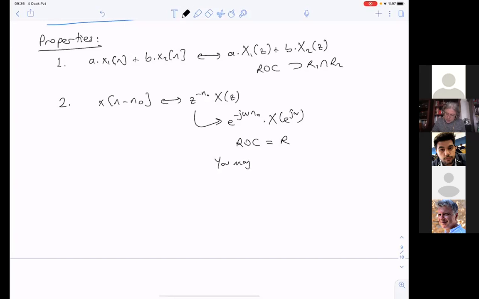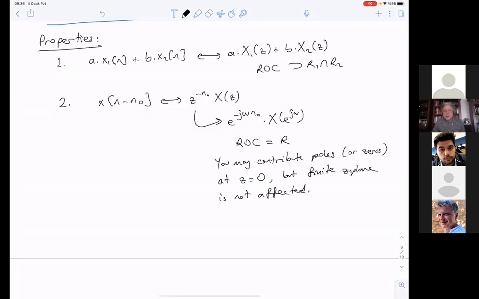You may contribute poles or zeros at z is equal to 0, but the finite z plane is not affected. Okay, so the region of convergence technically does not change. We just incorporate some poles or zeros at z is equal to 0, which is fine.